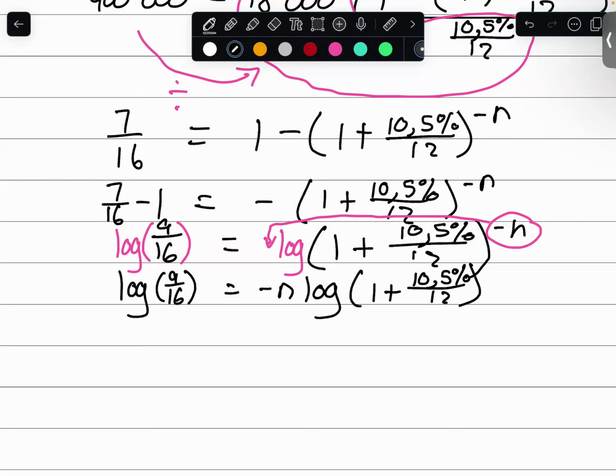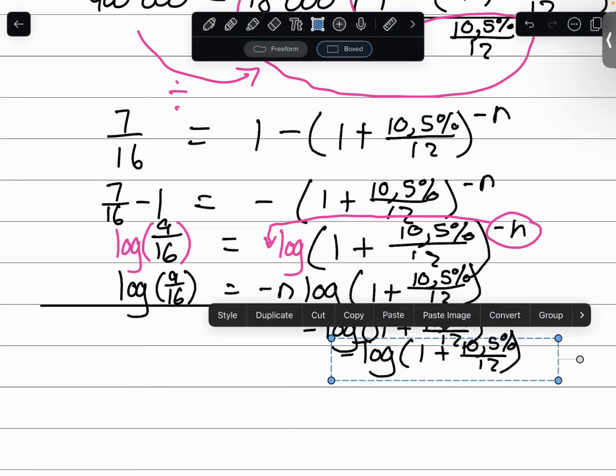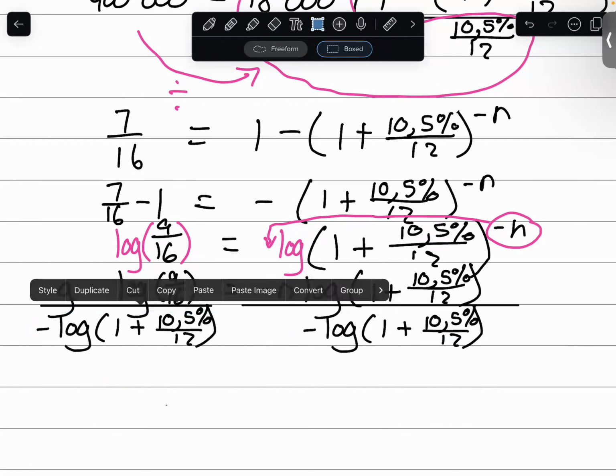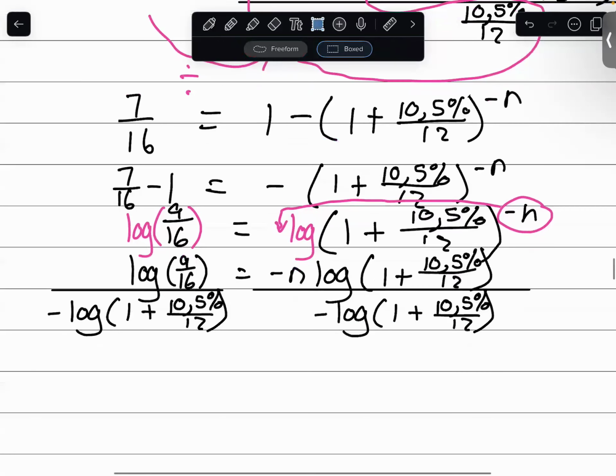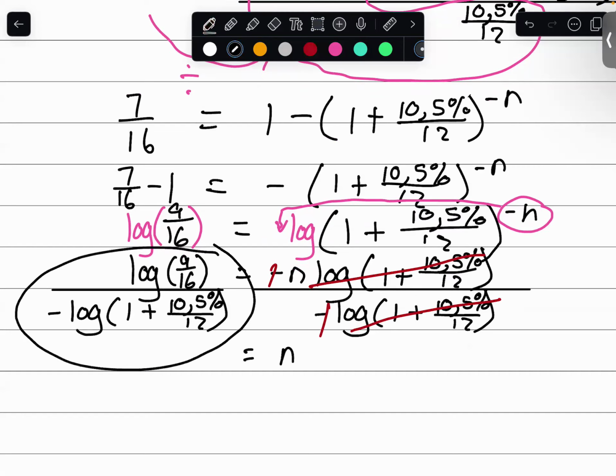Now, when you're solving for n, you are going to divide by everything on that side apart from n, including the negative. So you're going minus log 1 plus 10.5% over 12. And what you do to one side, you must do to the other side. Okay, so what's going to happen here is the negatives are going to fall away. This is going to fall away. You're just left with n on that side. So you have n. This whole thing goes in the calculator.